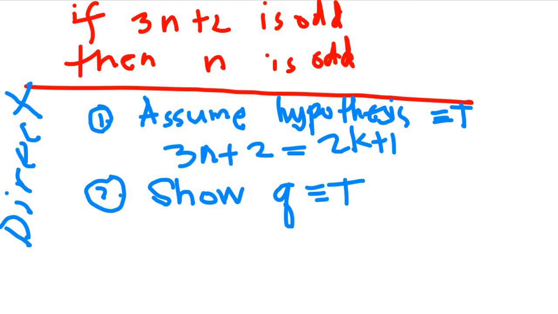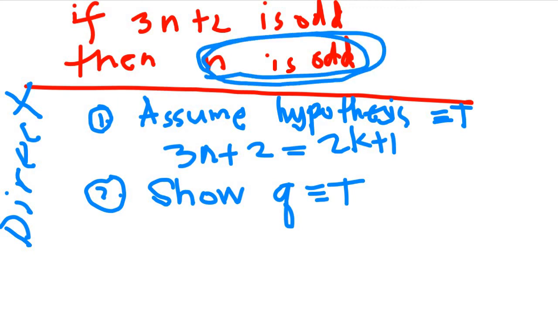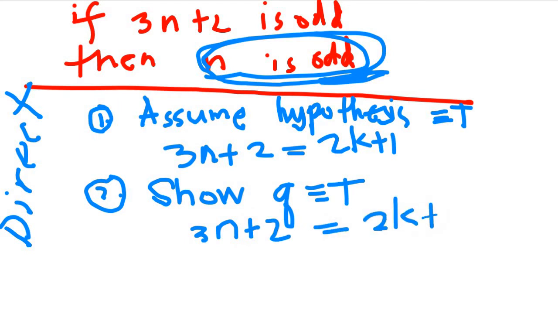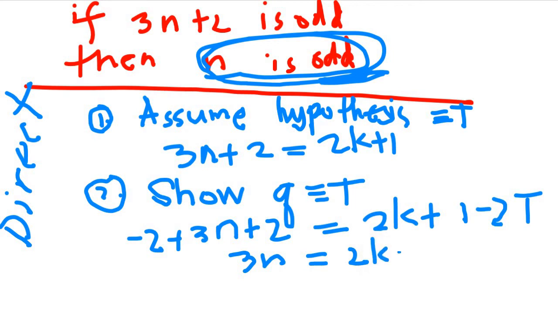Because if I'm going to solve for n now to show that n is odd by starting with the assumption, it will be 3n plus 2 equals 2k plus 1, which is the initial truth. So subtract 2 from both sides, and I will end up with 3n equals 2k minus 1.